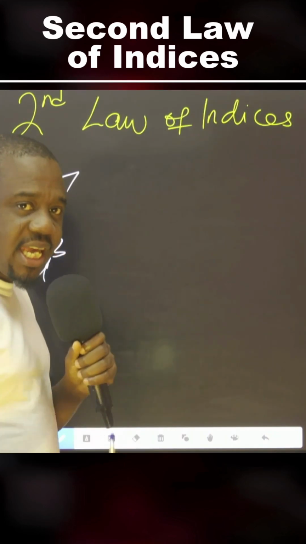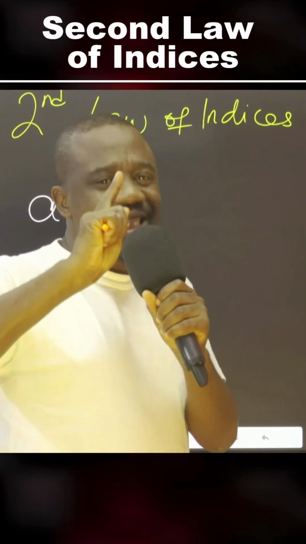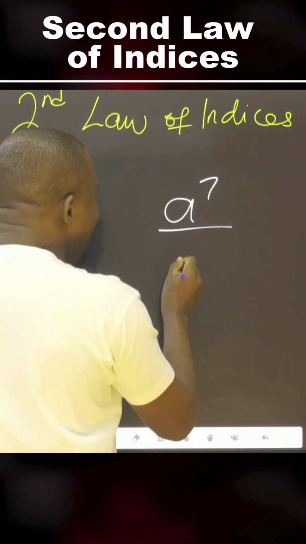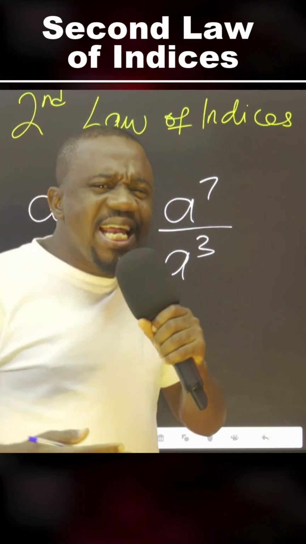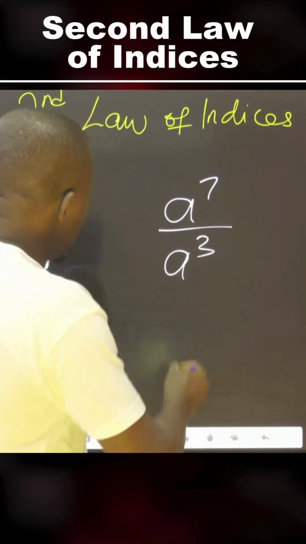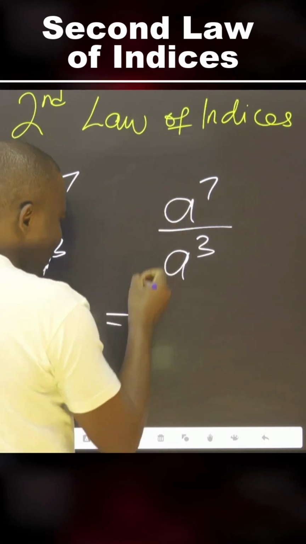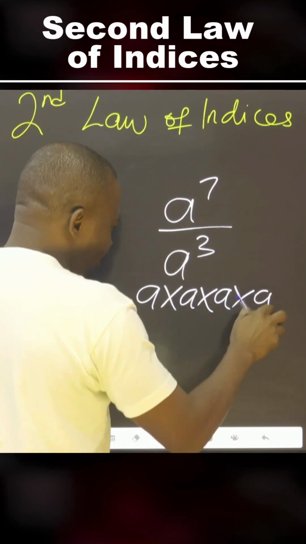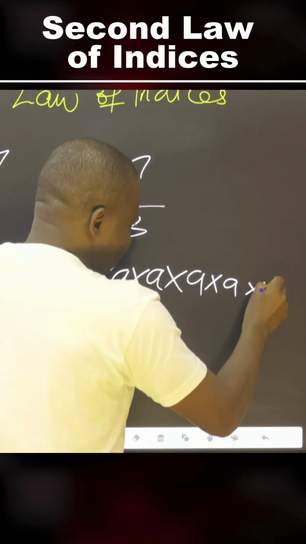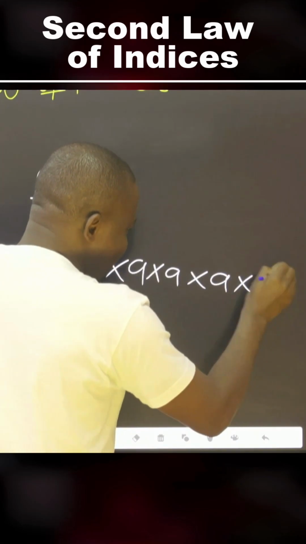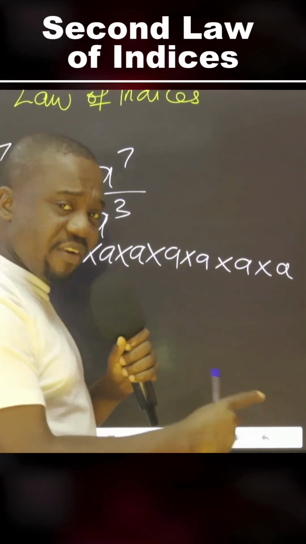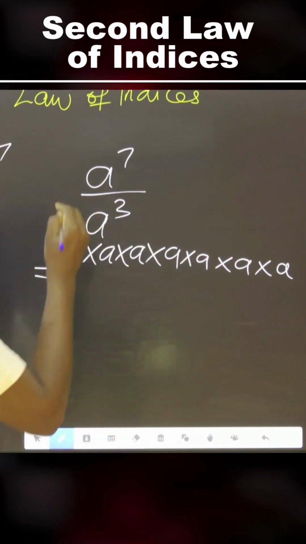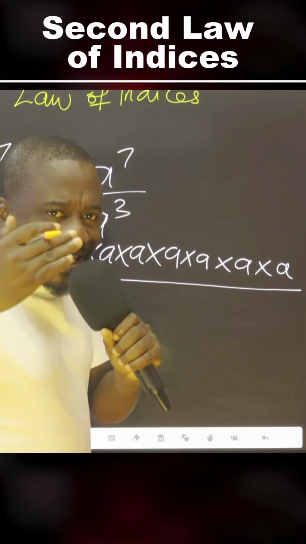The law is saying, if there is any point in time that we have a raised to power 7 divided by a raised to power 3, some people will be wasting their time saying this is a multiplied by a multiplied by a multiplied by a, 1, 2, 3, 4, 5, 6, 7. See, it's taking me too long to even write them out. Very long. What if you give me a raised to power 70? That's a problem.